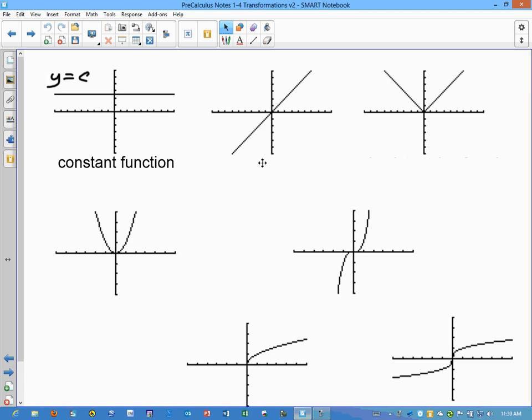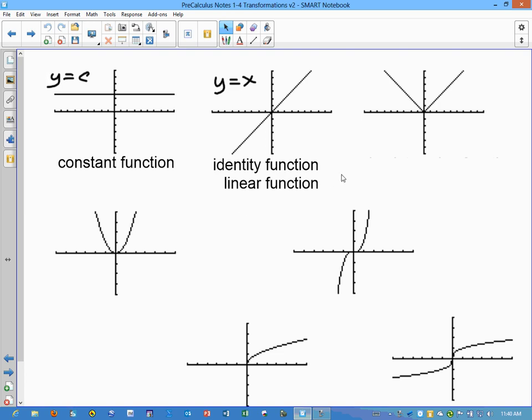The next one is a line. It's a linear function. This is a special one of the linear functions. It's in the group of linear functions. But this one in particular goes through the origin, and then it goes through (1, 1), (2, 2), (3, 3), (4, 4). And the equation of this would be y equals x. And that is a special type of linear function called the identity function. So it's the identity function or it's the linear function. They are one and the same.